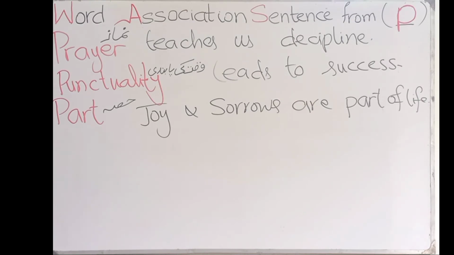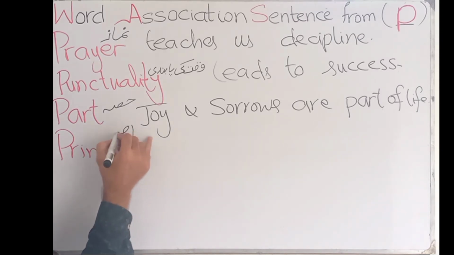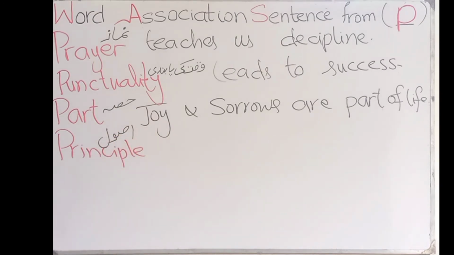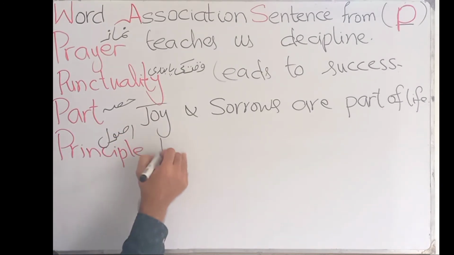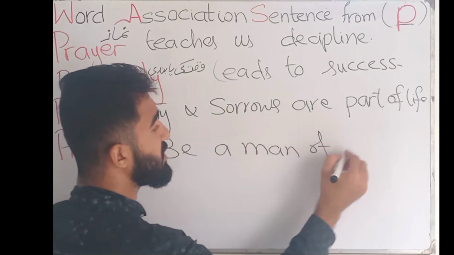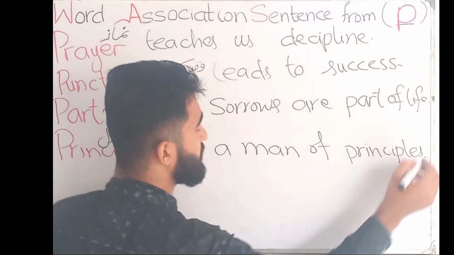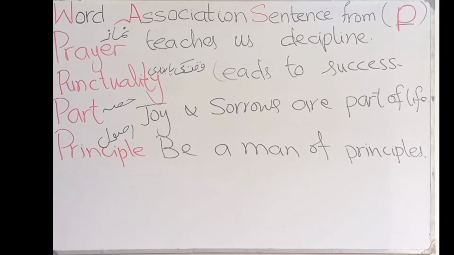The next word is principle. Its meaning in Urdu language is usool. The sentence of word principle is be a man of principles. The next word is protest. Its meaning in Urdu language is ehtijaj.